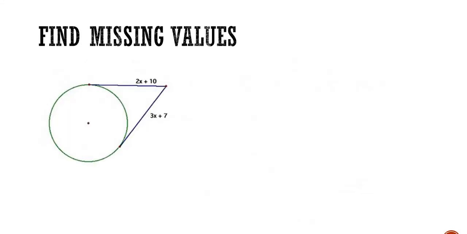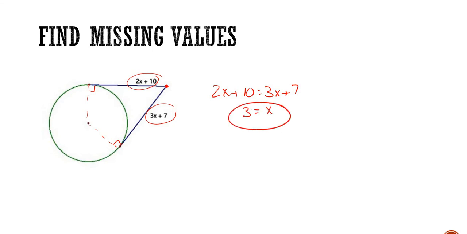So let's see how that's going to work for us. So here's another diagram. Here's my point outside the circle. Both of these are tangent lines. I don't need to draw the radius and the perpendicular, but it doesn't hurt. However, I do know that 2x plus 10 has to equal 3x plus 7. So subtracting 2x from both sides and subtracting 7, x equals 3, and that's my missing value.